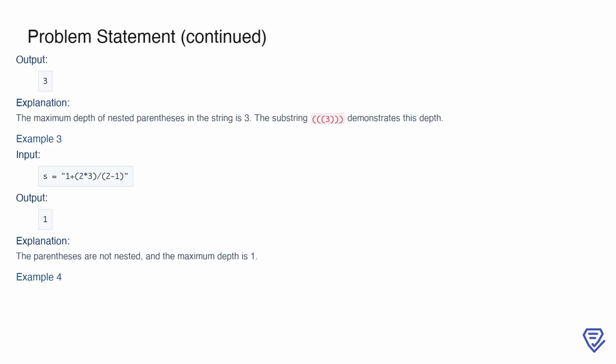Another example is the input S equals 1 plus 2*3 /2 to 1. Here, the output is 1 because there are no nested parentheses. Every pair of parentheses is independent, resulting in a maximum depth of 1. On the other hand, for the input S equals 1, the output is 0 because there are no parentheses at all in the string. Without any parentheses, the nesting depth is simply 0.